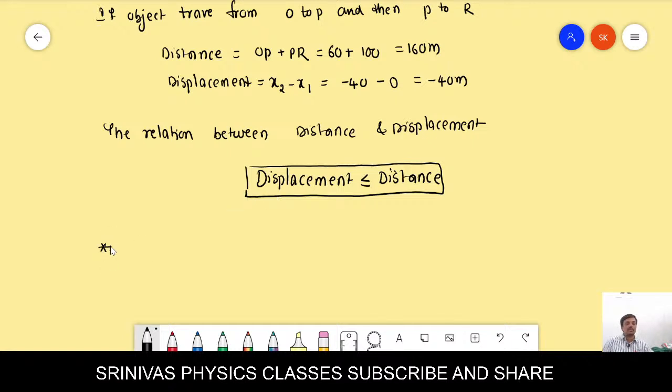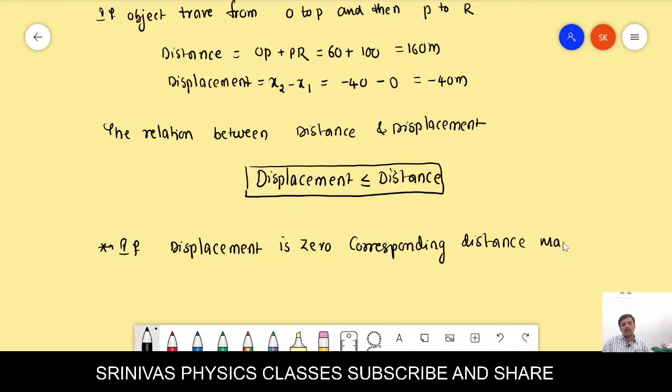If displacement is 0, the corresponding distance may or may not be equal to 0. If displacement is 0, distance is not necessarily equal to 0.